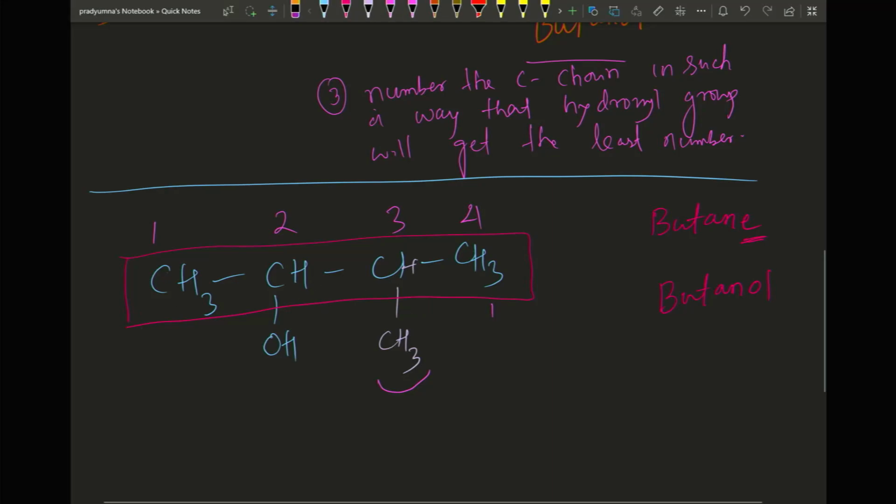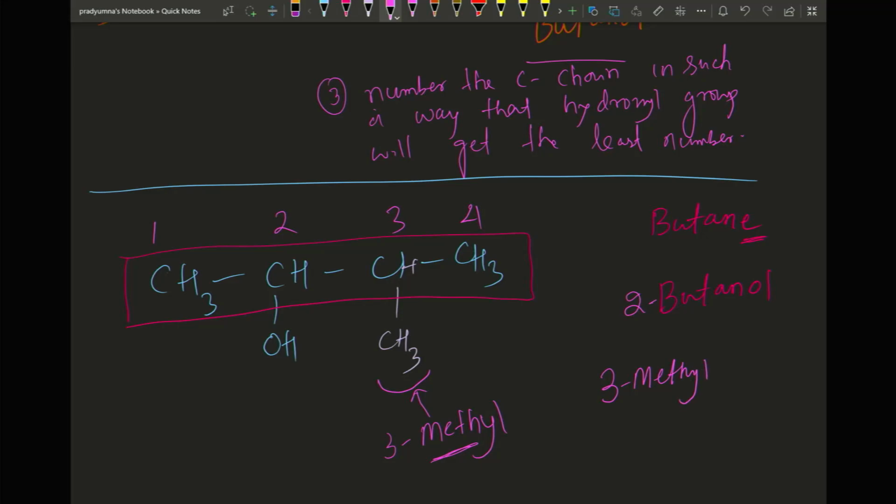So let's delete those. Okay, so it's going to be 2-butanol. But there is still one substituent left, and this substituent has one carbon atom, so that is meth, and because it's a carbon chain, it's yl: methyl. And where is the location of this methyl? The location is on the third carbon atom, so it's going to be 3-methyl. So the name would be 3-methyl, this is our substituent, and the parent is 2-butanol.